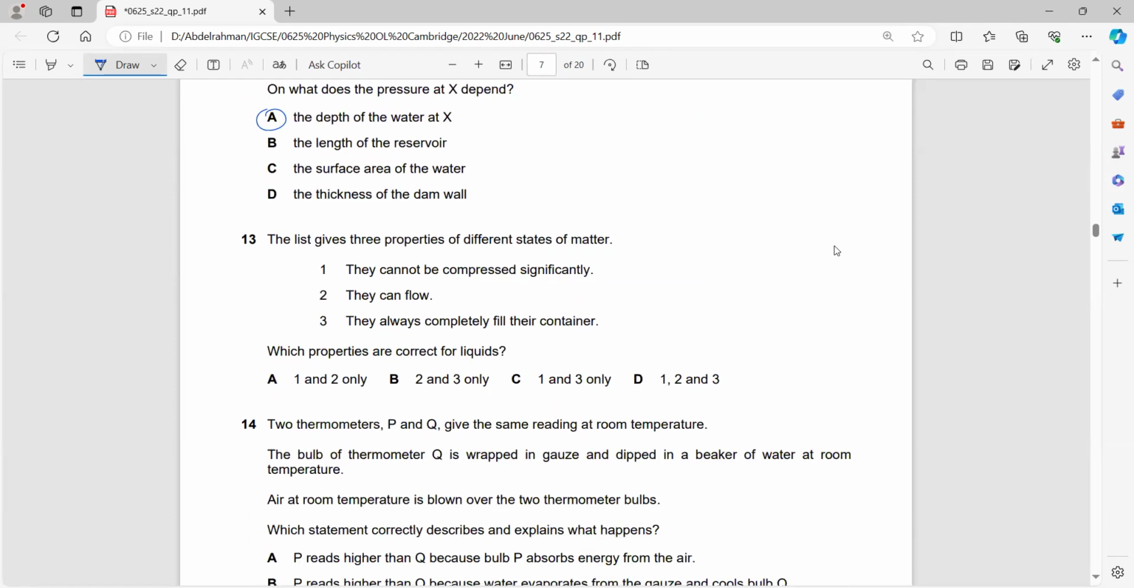Different states of matter. Which properties are correct for liquids? 1, 2, 3. One is correct: they cannot be compressed. They can flow. Yes. They always completely fill the container. No, that's a gas. So only 1 and 2.